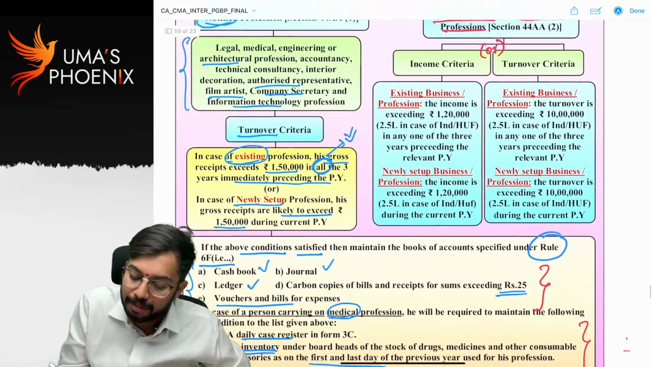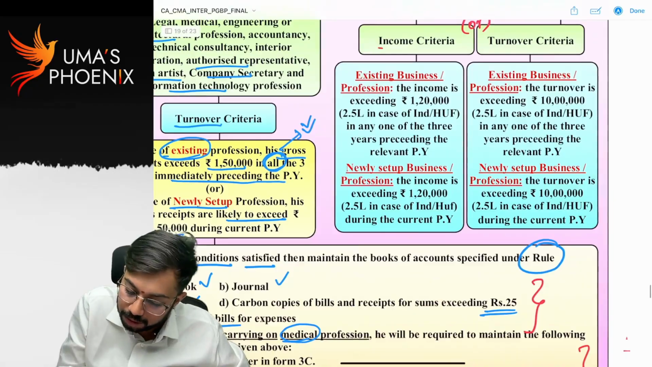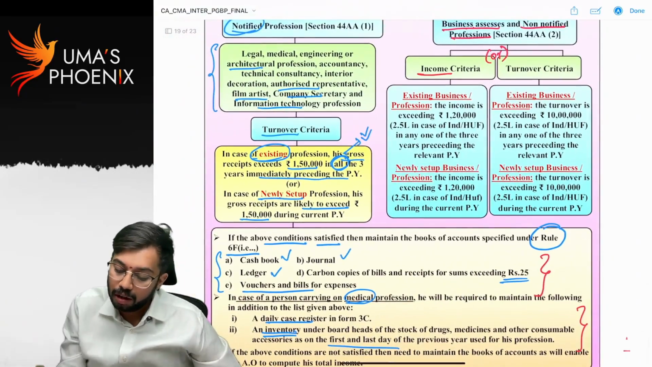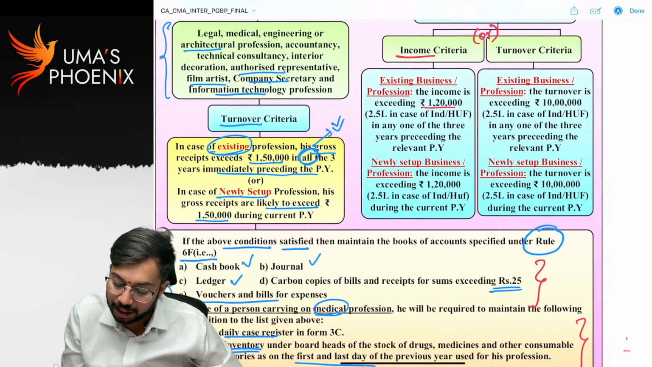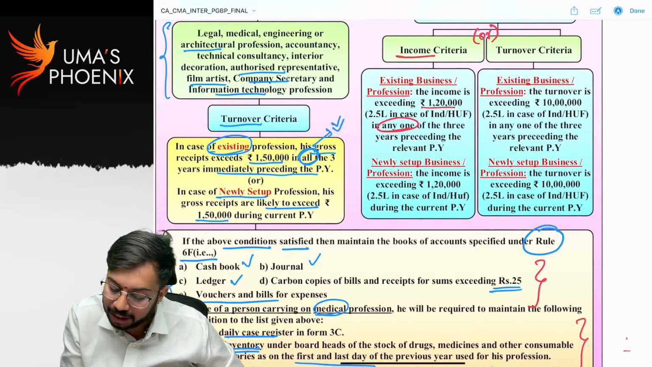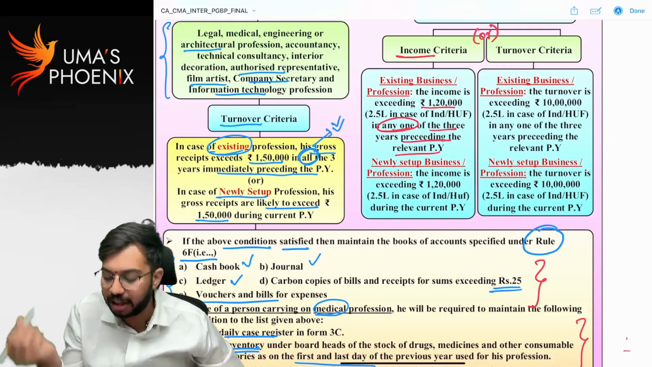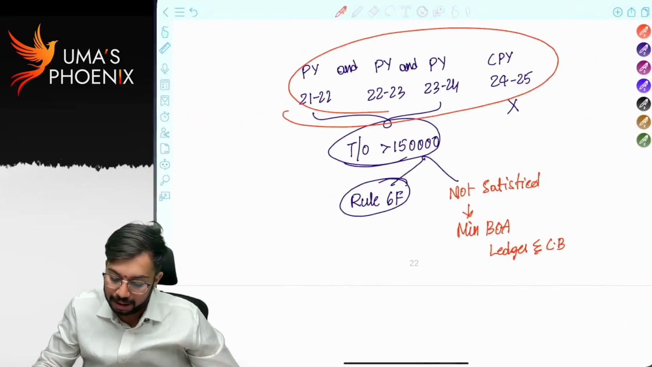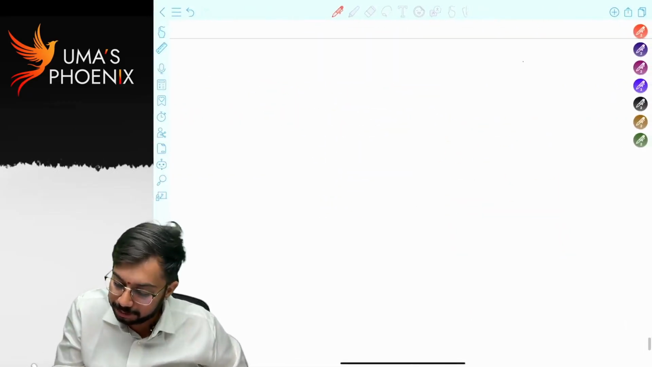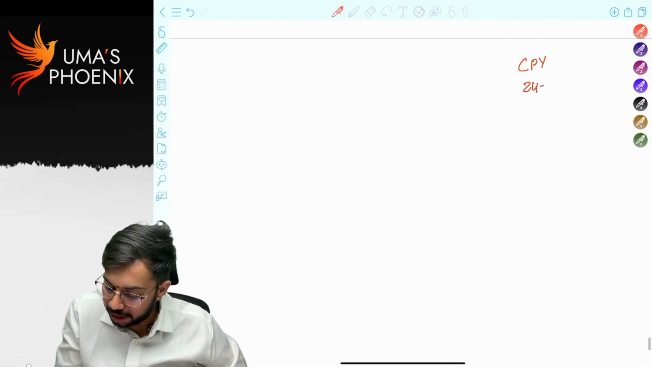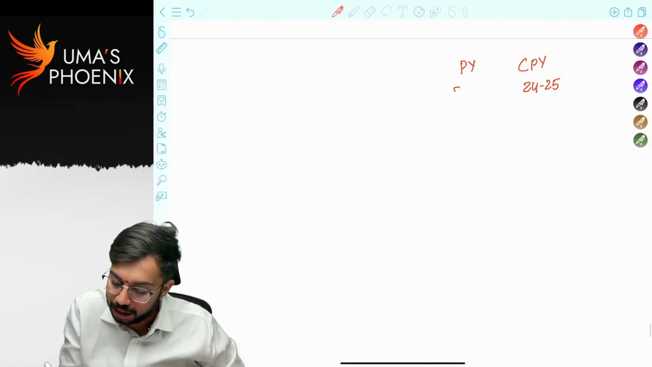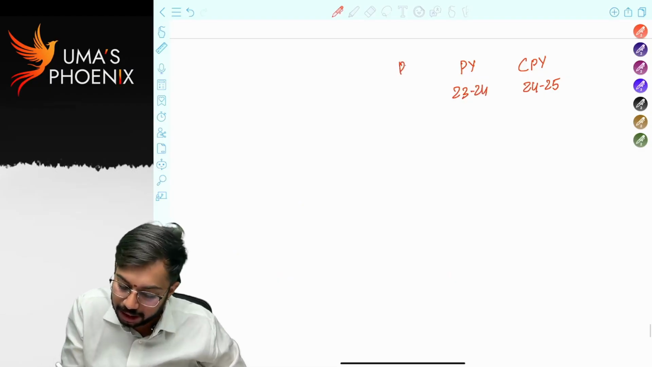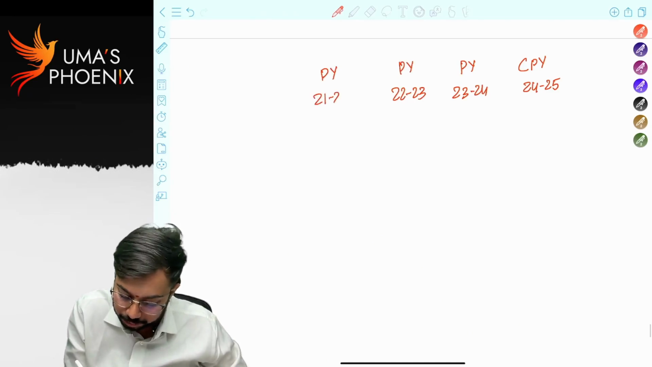Now, what is the income criteria? In case of existing business, if the income is exceeding 1,20,000 in any one of the 3 years preceding the relevant previous year. What do you mean by this? What is the current previous year? The current previous year is 24-25. You have to take the last 3 previous years: previous year 23-24, previous year 22-23, previous year 21-22.